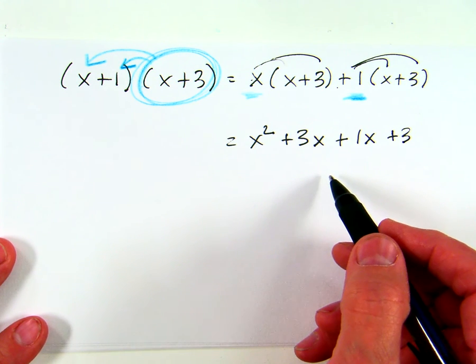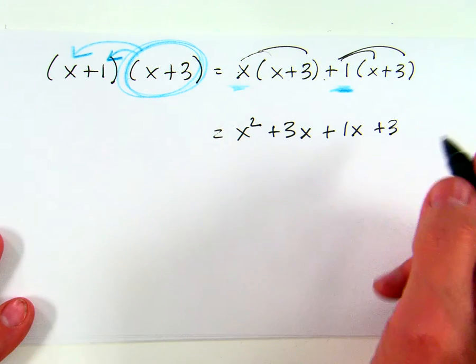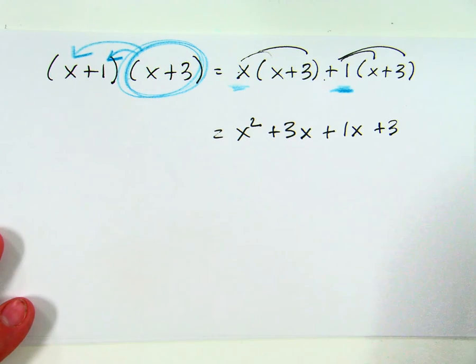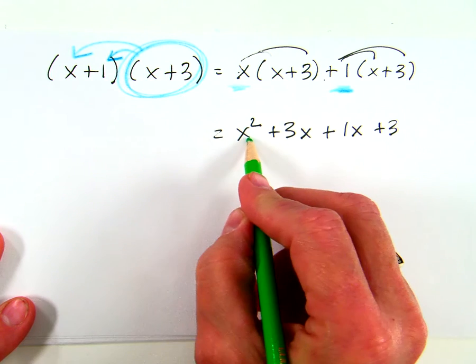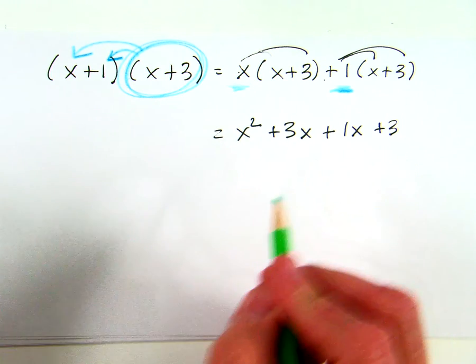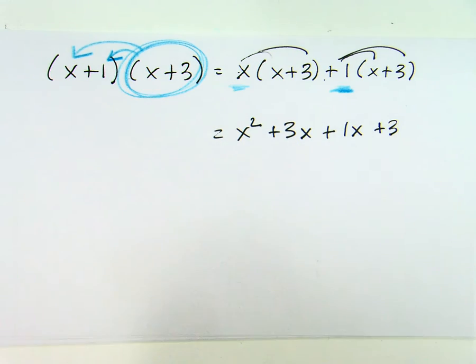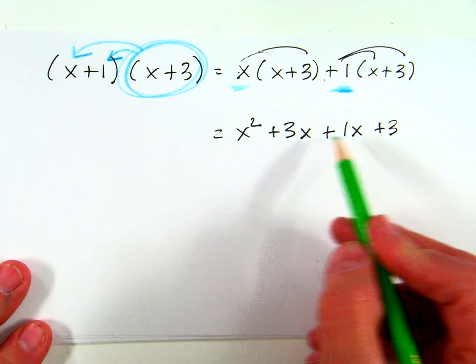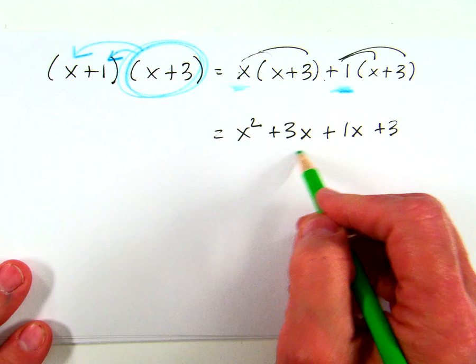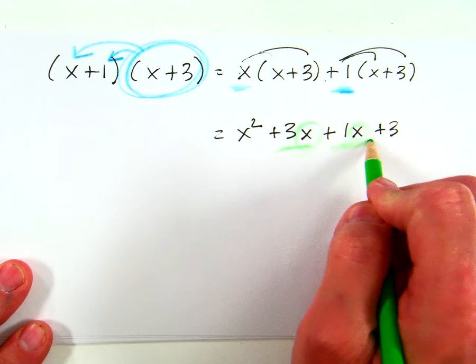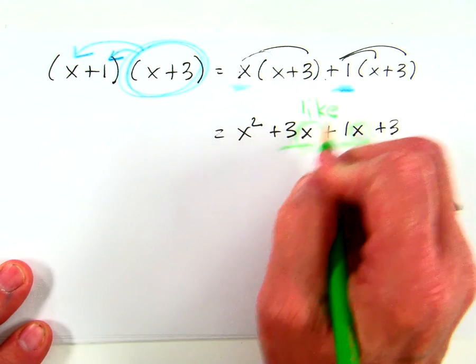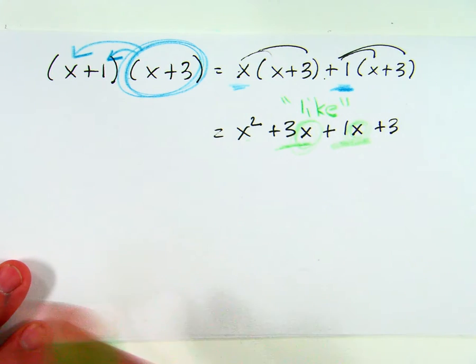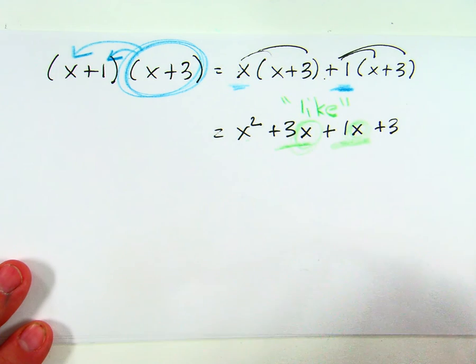A reminder, there are like terms when the variable portion is exactly the same. So here, this is an x, but it's squared. The exponents have to be the same as well as the variable. So it's got to be the same letter, and it's got to be the same exponent, exactly. So this is x squared, which is different from x without a squared, but x and x are the same. So these are like terms, and we can add them.